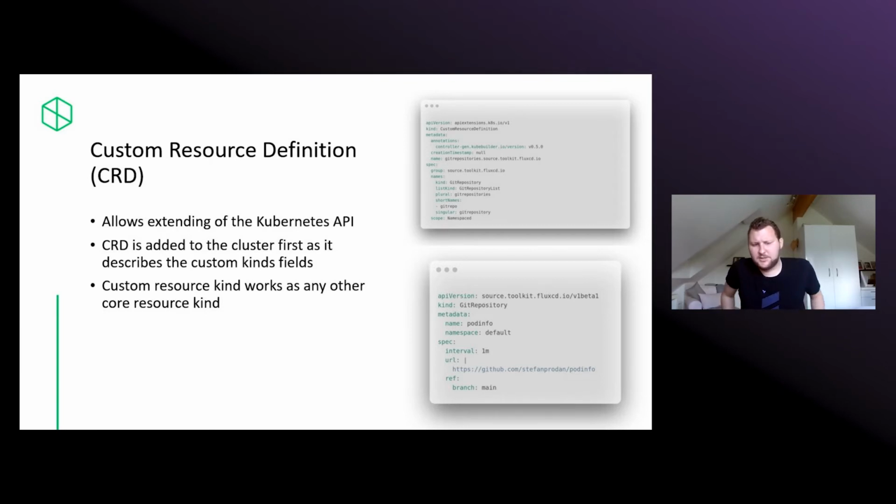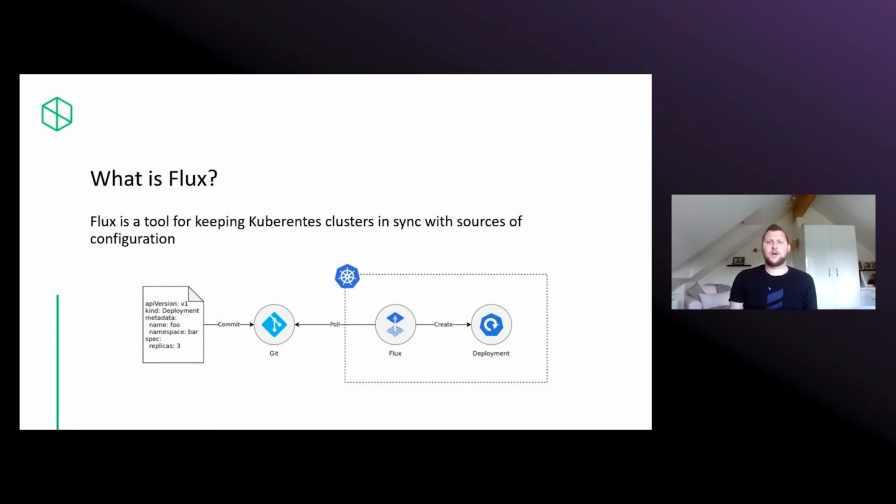So what is Flux? Well, Flux is a tool for keeping Kubernetes clusters in sync with sources of configuration. What that really means is that Flux runs as a daemon inside of your cluster. It pulls a Git repository for manifests. So it's constantly checking if there are new commits in a Git repository with new manifests there, and it will take those manifests and apply them to your cluster.